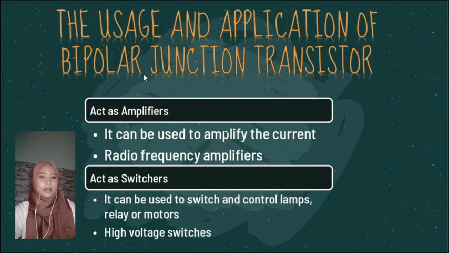Okay, first of all, this is a bipolar junction transistor that acts as the amplifier. It is because a small change in the base current will cause a large change in the collector current.